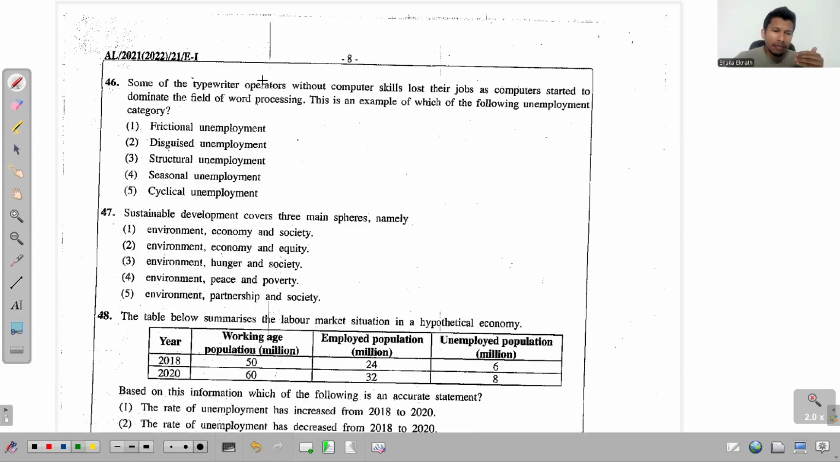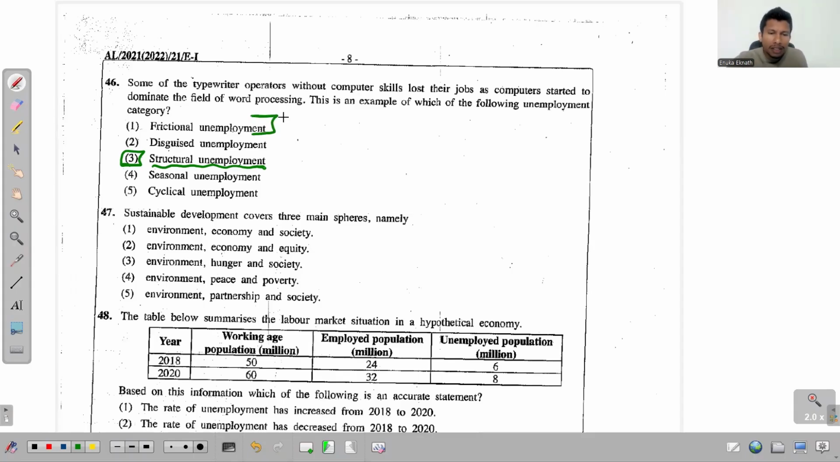See, this unemployment has arisen because of the development of technology. So if unemployment arises as a result of this development of technology, how do we call that unemployment? We recognize that as structural unemployment. So for this question 46, the answer is the third one, structural unemployment, and that's the unemployment that happens as a result of technological advancements in the economy.